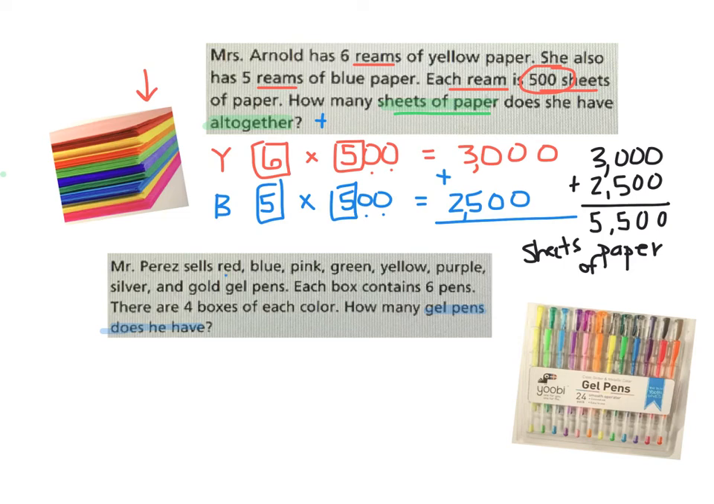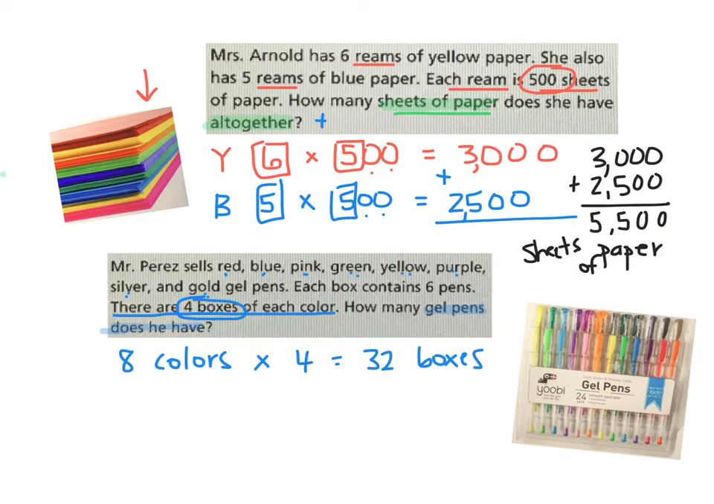I notice here that Mr. Perez lists off all of his lovely gel pen colors. Well, that really doesn't help me with the final answer to my problem. What will help me is figuring out how many colors he has. So if I count that up, that's 1, 2, 3, 4, 5, 6, 7, 8 colors. Did you notice how later in the problem it said there are 4 boxes of each color? So if I take 8 colors times the 4, because there's 4 boxes of each color, so far that is 32 boxes of gel pens.